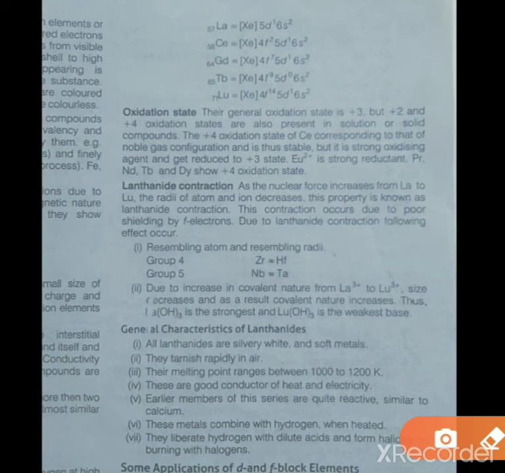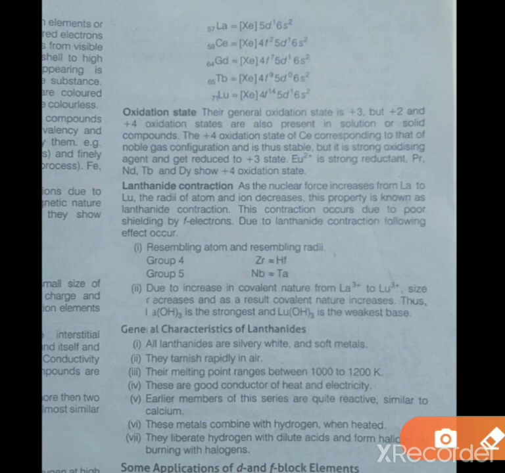Students, talking about the +4 oxidation state, the +4 oxidation state of cerium corresponds to the noble gas configuration and is thus stable, but it is a strong oxidizing agent and gets reduced to the +3 state. Eu2+ is a strong reductant, and Pr, neodymium, Tb and Dy show the +4 oxidation state.